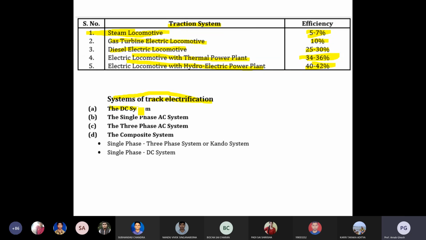Okay, so systems of track electrification: DC system, single phase AC system, three phase AC system, and the composite system. Single phase and three phase system, or the composite system, is known as such. Okay, normally we are using single phase AC. Okay, that two phase configuration is there. Okay, three phase to two phase, one phase is for one line, another phase is for another line. Okay, three phase system normally we are not using. Okay, so single phase DC system.